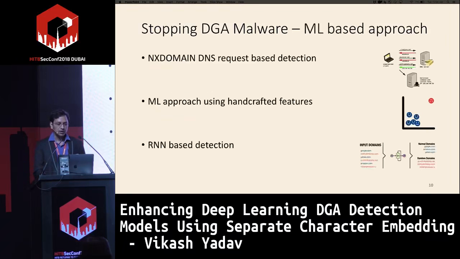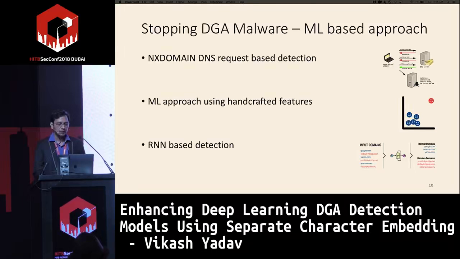With the advance of machine learning and natural language processing, there are a lot of new ways to tackle this problem. I've categorized these detection techniques into 3 different parts. The first one is NX domain DNS request-based detection that looks at the DNS traffic in the network. If a host is making a large number of DNS requests to non-registered domains, then it could be potential DGA communication to a C2 server.